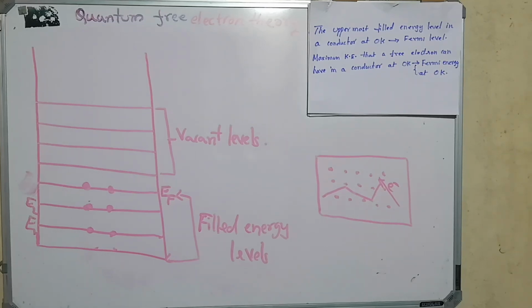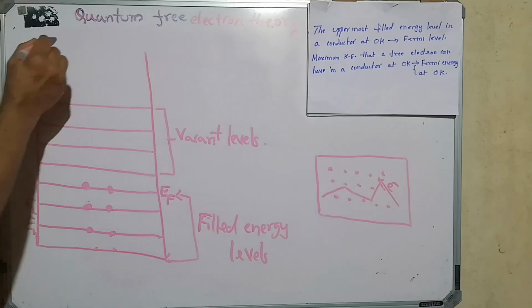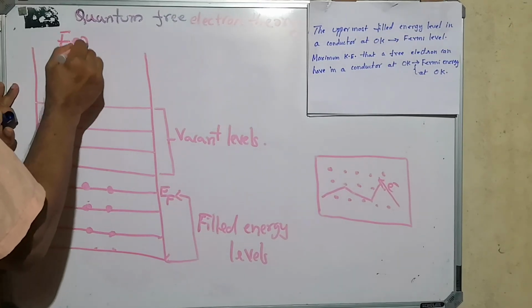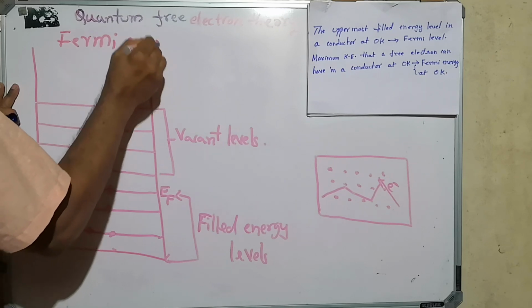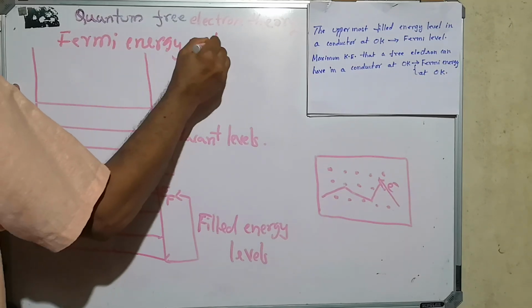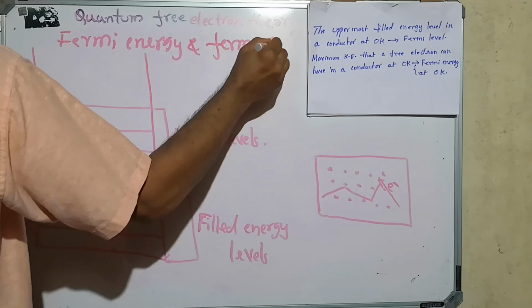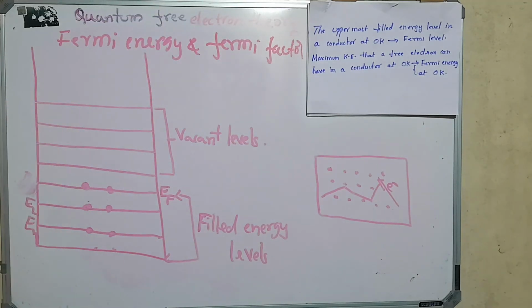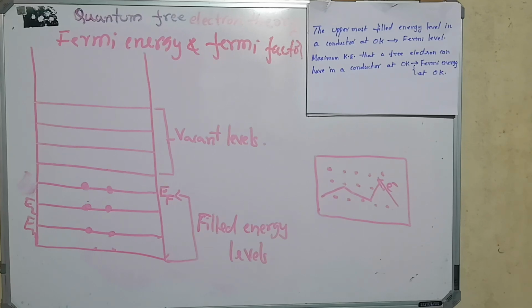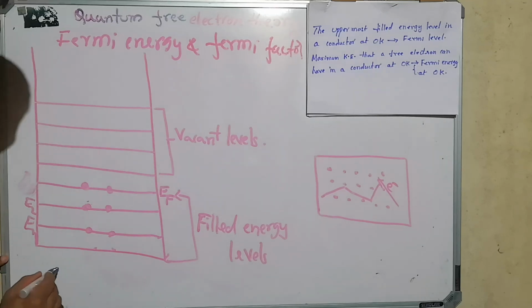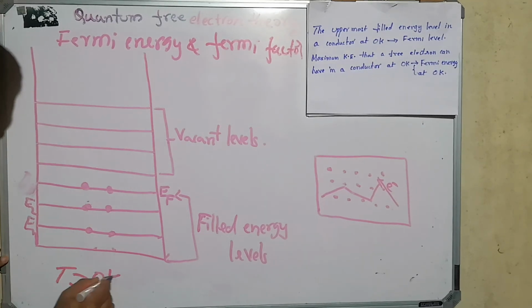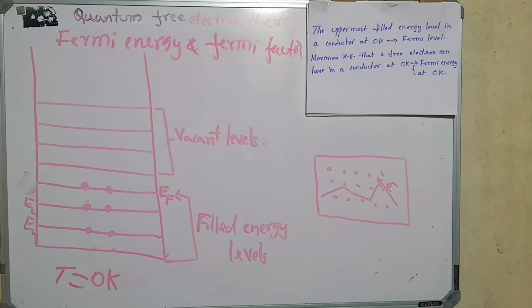Now, next we will see what we mean by Fermi energy and Fermi factor. Okay. Now, first let us talk about the situation where we have maintained the temperature of the metal at 0 Kelvin. Temperature of the metal is 0 Kelvin. That means absolute zero you have to maintain.